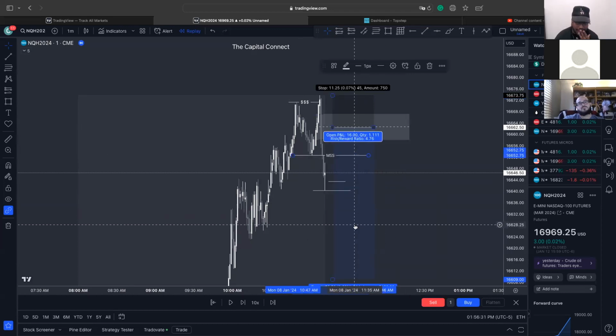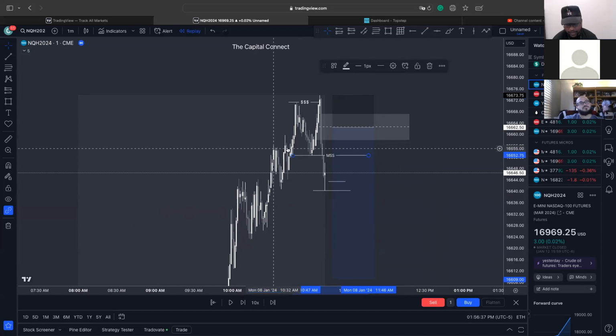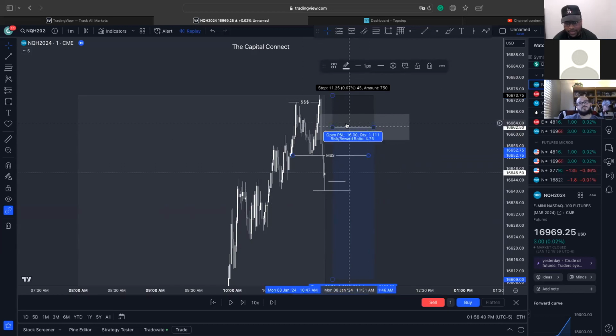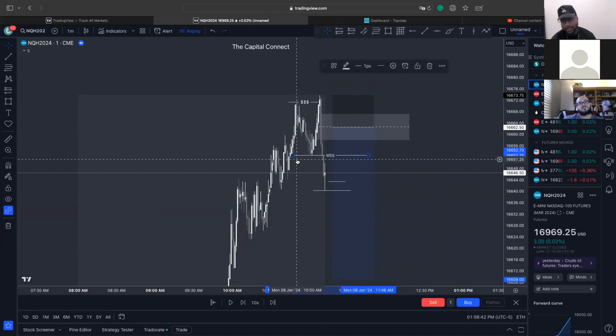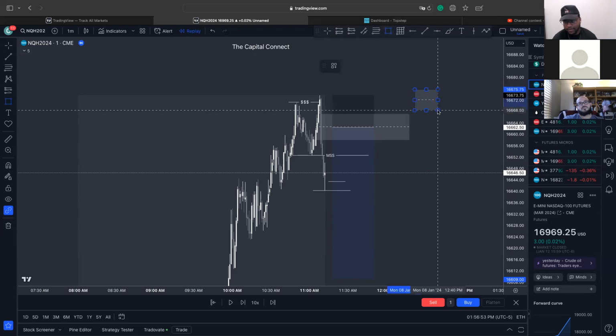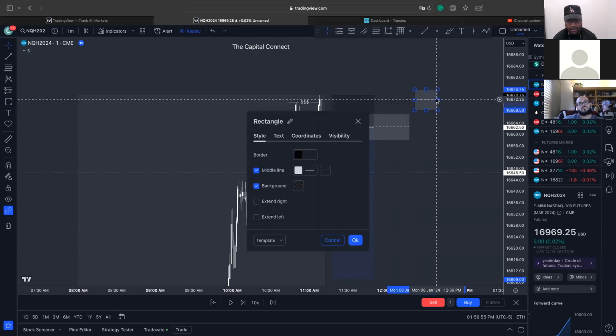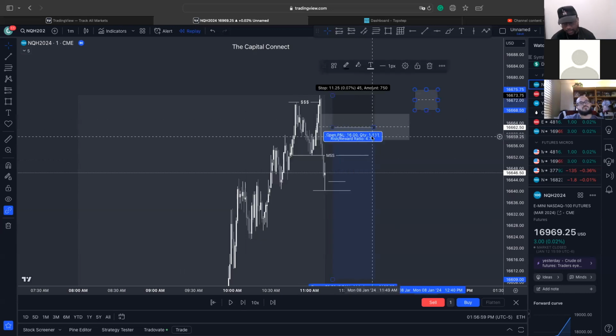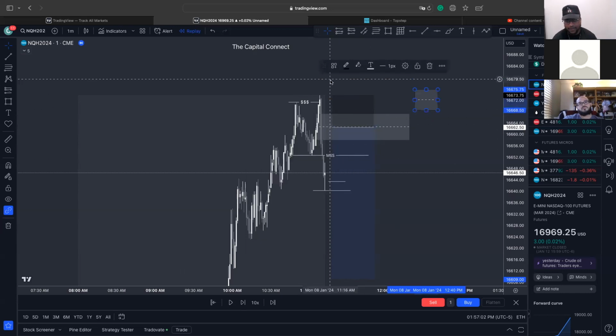So at this point in time, I'm like, okay, this could be the place where they're looking to start going the other way. So I set my sell limit up here at consequent encroachment. Why did I do it at consequent encroachment of the fair value gap? By the way, consequent encroachment is just the 50% mark of a fair value gap and or order block. All you have to do to get that on your rectangles is double click and then add the middle line.